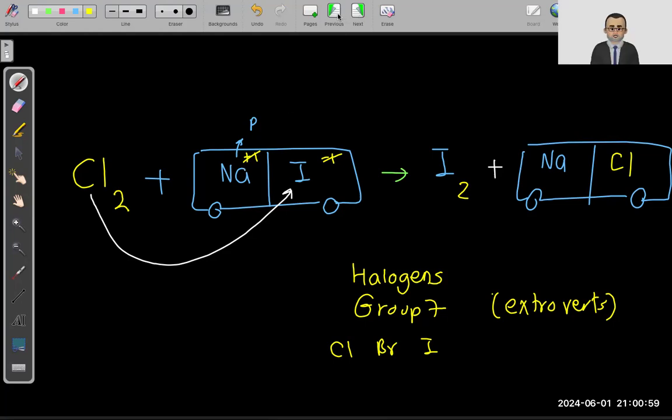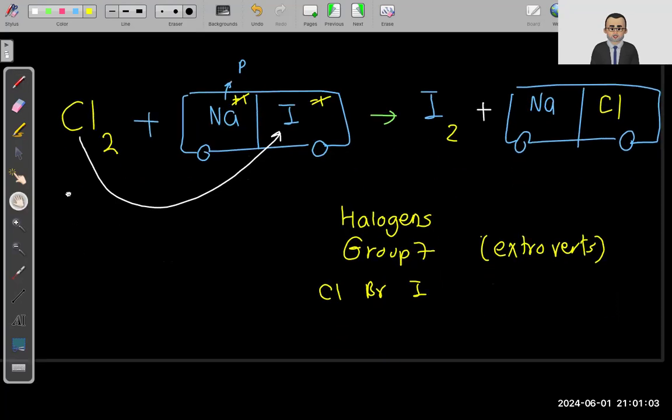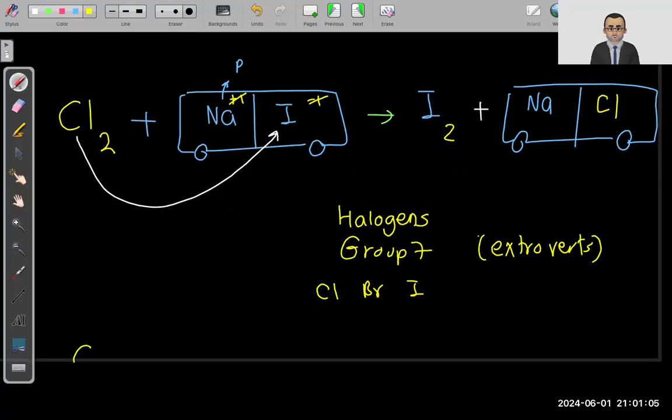So let's try to write the equation in the same way. Let's try to change this one into an equation and write it down. This is Cl2 reacts with NaI. What is the product? Is it spontaneous or non-spontaneous? Can it happen or will it not happen? It will happen. Why? Because Cl is more reactive than I, so it can kick it out.